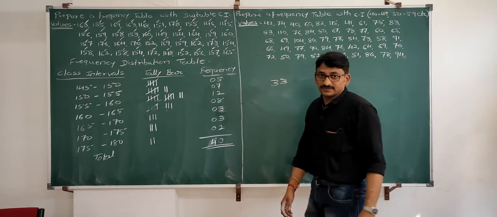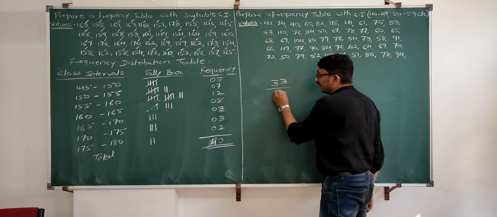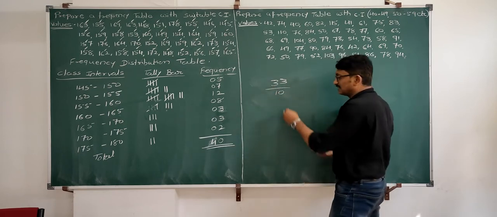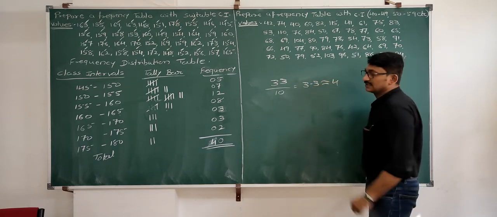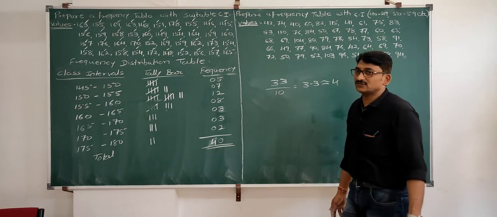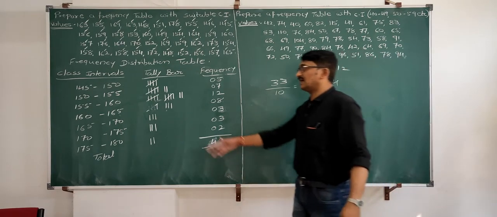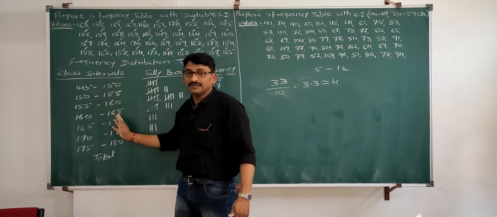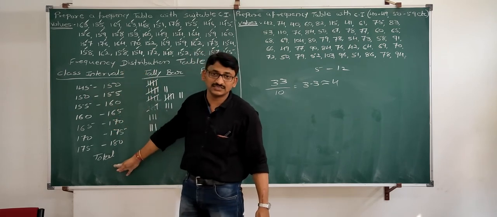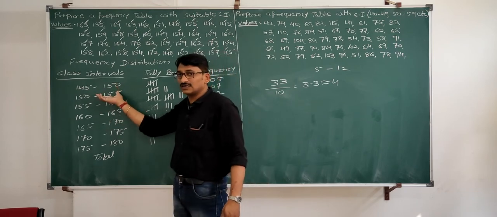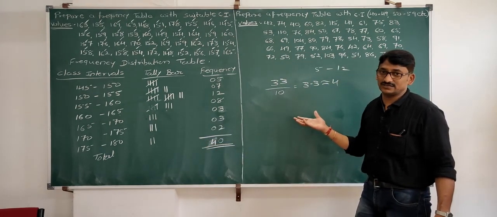33 is the range value. Suppose I want a difference of 10, I will divide 33 by 10. This is my assumed difference in the class interval. So I will get 3.3 classes, or maximum how many classes will I get? 4 classes. This is of no use because my limit of class intervals is 5 and 12. Means in this class interval column, we have to take a minimum of 5 classes and a maximum of 12 classes. You cannot take only 4 classes, you cannot take a 13th class also. This is the important thing.